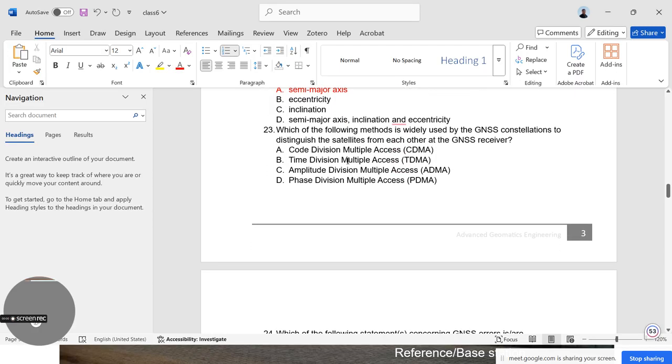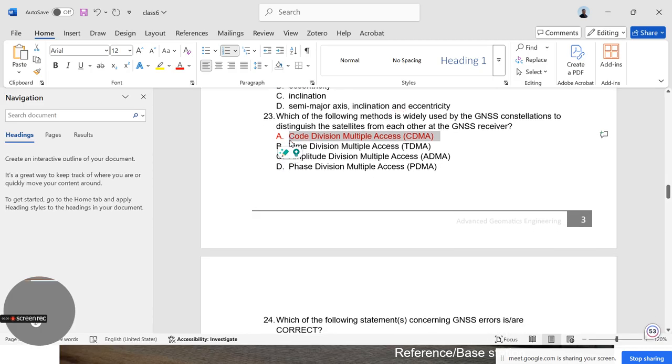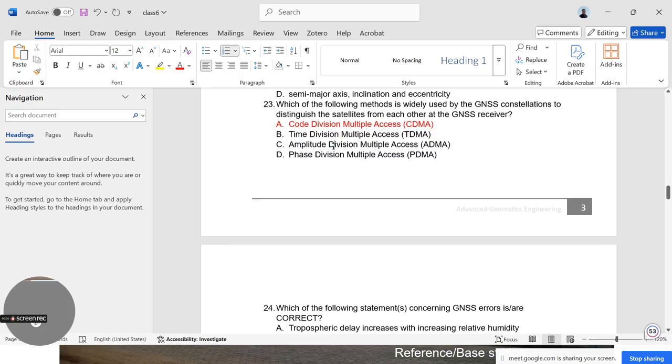The next question is, which of the following methods is widely used by GNSS constellations to distinguish the satellites from each other? That this is the Indian satellite, this is some US satellite, this is the Russian satellite. For that they use the CDMA technique, which is code division multiple access, and there are a couple of stations in India also for our own system for sending and bifurcating the signals. That is known as code division multiple access.